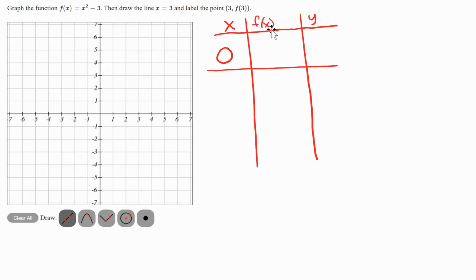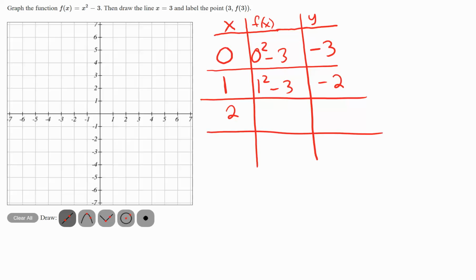If you plug in a 0 to this function, you get 0 squared minus 3. Well, square 0 is still 0, minus 3 is a negative 3. So then we'll plug in a positive 1. If you plug in a 1, 1 squared is 1, minus 3 makes a negative 2. Plug in a 2. 2 squared is a 4. Subtract 3 makes a 1, and then we got to keep on going here.